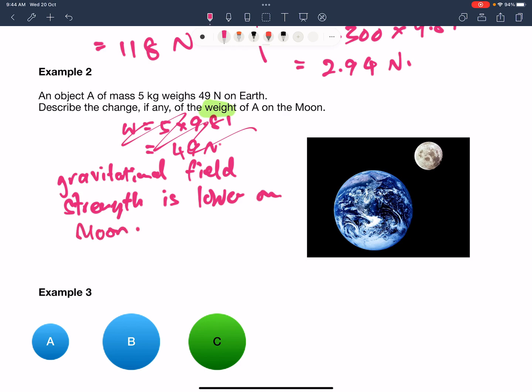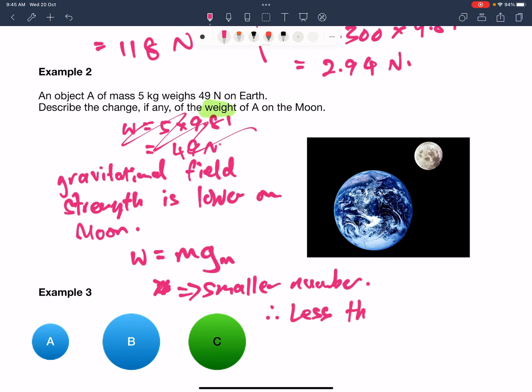Okay, on the moon. So with this idea, the gravitational field strength is lower on the moon, how will it affect the weight of A? Will it be more than 49, less than 49, or equal? Okay, so here I have a symbol g with a subscript m, which refers to the moon, right? The mass is still the same, no change, and the gravitational field strength is smaller. If you have the same number multiplied by a smaller number, then definitely this will be a smaller number, right? So that means the weight will be less on the moon. It will be less than 49 newtons.